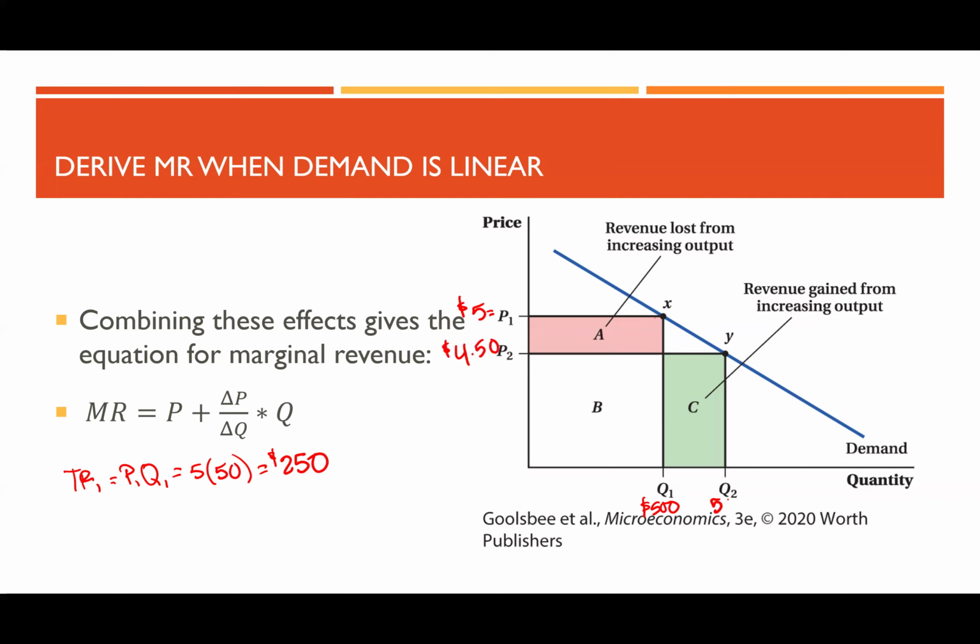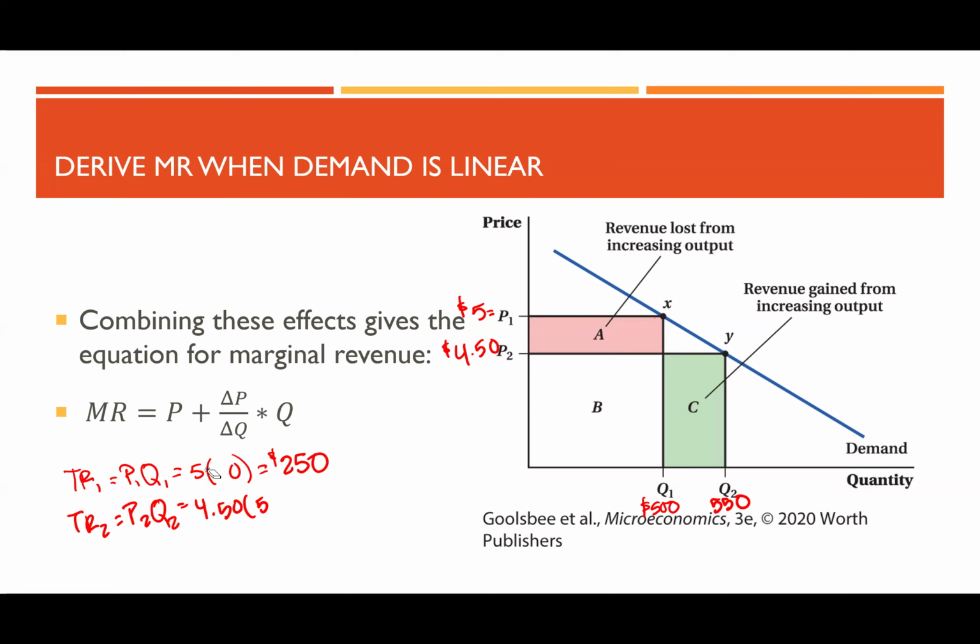And let's say that to increase their output, they drop their ticket price by 50 cents in order to increase their sales by 50 tickets. Okay, they had empty seats that they wanted to fill. And so their new total revenue is going to be price sub 2 times quantity sub 2. So that will be $4.50 times 500.